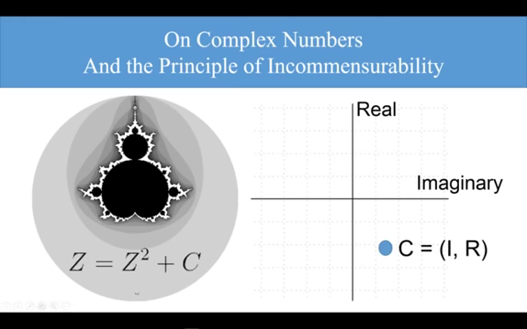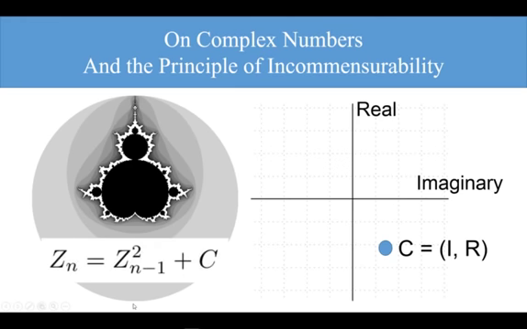The equation used to generate the Mandelbrot set is quite simple. Z equals Z squared plus C. This is how it is officially written. This reads Z new equals Z previous squared plus some constant. Here, both Z and C are complex numbers.